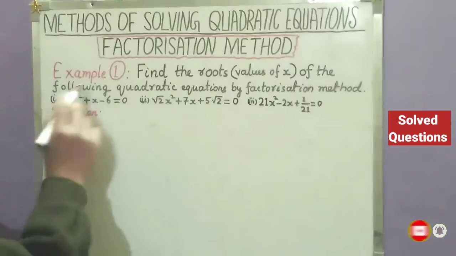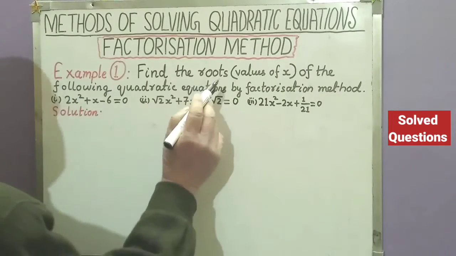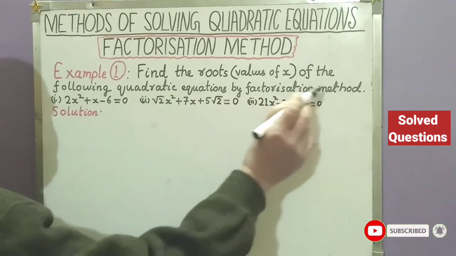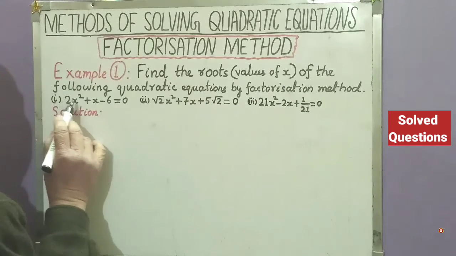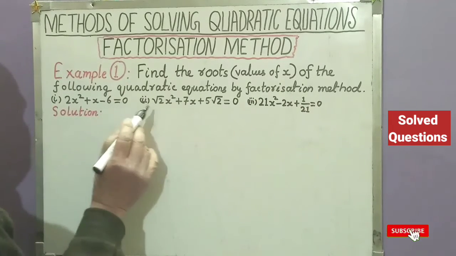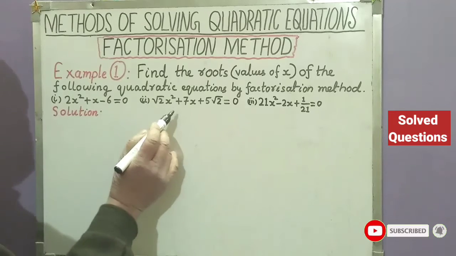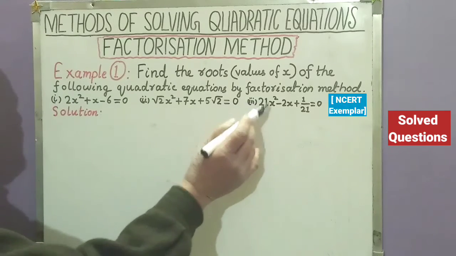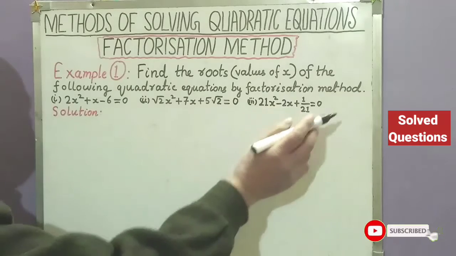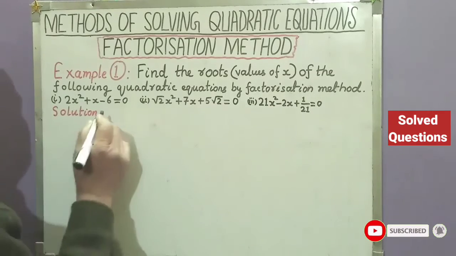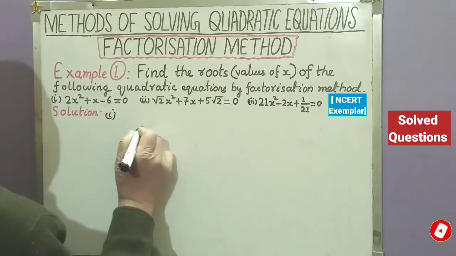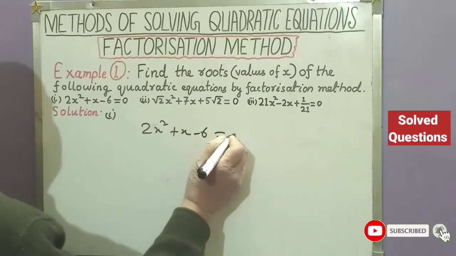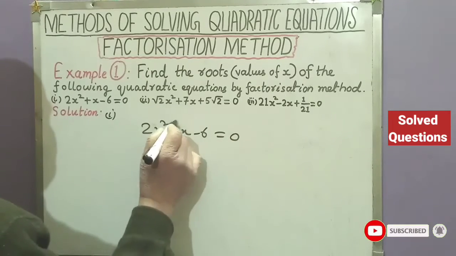Example 1. Find the roots, that is the values of x, of the following quadratic equations by the factorization method. First part, 2x² + x − 6 = 0. Second part, √2x² + 7x + 5√2 = 0. Third part, 21x² − 2x + 1/21 = 0. Now let's solve the question. First part, 2x² + x − 6 = 0.